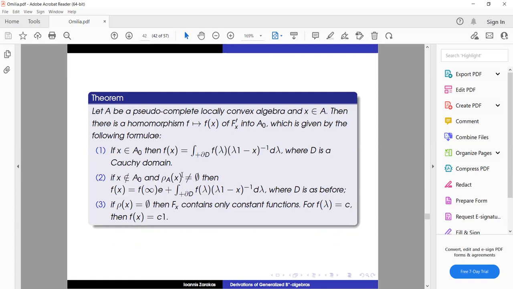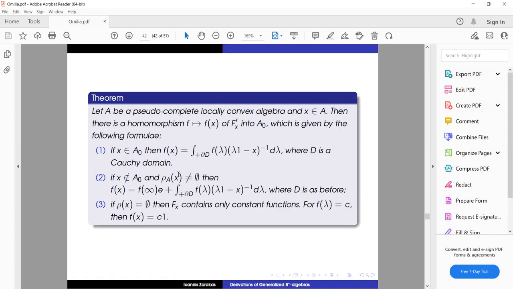I have not noted the author, but this is Allan's theorem. And this is the description of what functional calculus is when you are in a pseudo-complete locally convex algebra. It is on the track of the functional calculus of the Banach algebra. Okay, and you see here that you have this homomorphism, taking any function holomorphic on the spectrum, mapping it to an element f of x, which is in the bounded alpha node that we started our talk. How? Via the integral, of course, this integral.